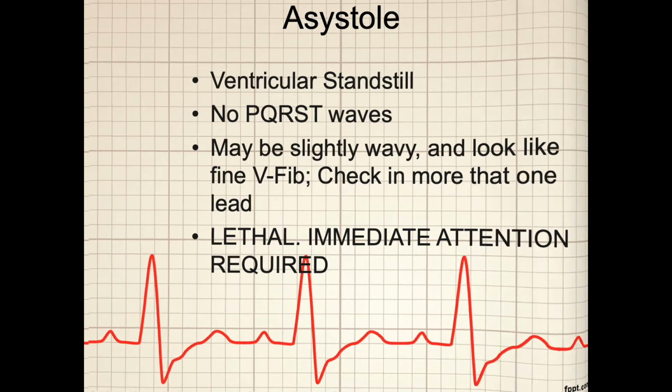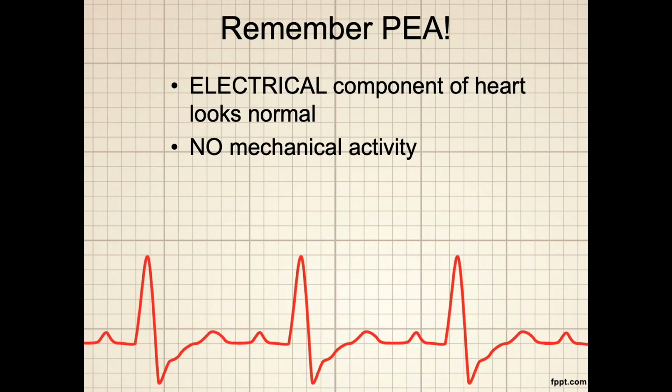In some cases, the monitor or rhythm strip may show what looks like an otherwise normal ECG tracing, yet when the patient is checked, they are pulseless, non-responsive, and are in full cardiopulmonary arrest. When this happens, this is known as pulseless electrical activity, or PEA. So in this case, the electrical component of the heart looks normal, but there is no mechanical activity. This patient should also be treated under the algorithm for a pulseless cardiac rhythm, as laid down by ACLS protocol.